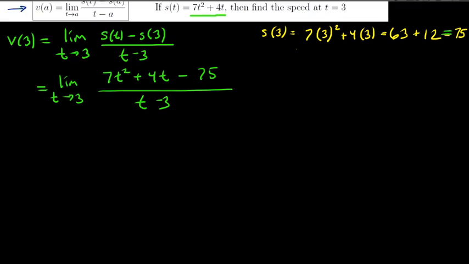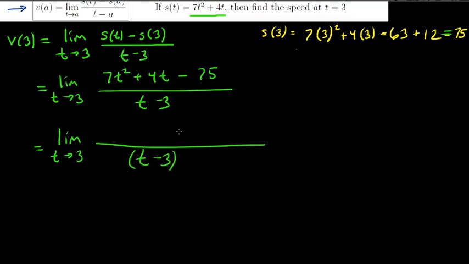All right, so how do we evaluate this limit? We've done problems just like this. We usually use x instead of t, but it's no different. Notice that in the denominator we have a factor of t minus 3, so the numerator should also have a factor of t minus 3. So what's the other factor? Well, it's got to be 7t, and then, let's see, 25 times negative 3 is negative 75, so plus 25.